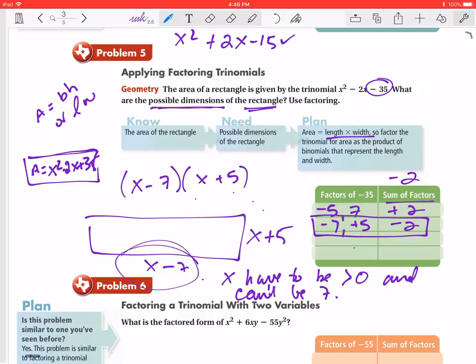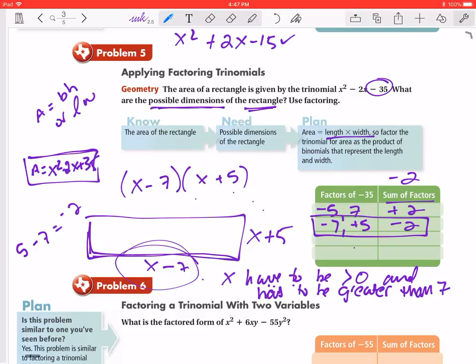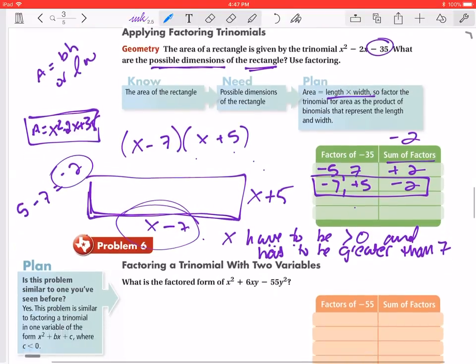It really is going to have to be higher than 7. Can't be 7, so really we need to say it has to be greater than 7. Because if we use, let's say, 5 minus 7, that would give us negative 2, okay? And the side length can't be negative, all right?